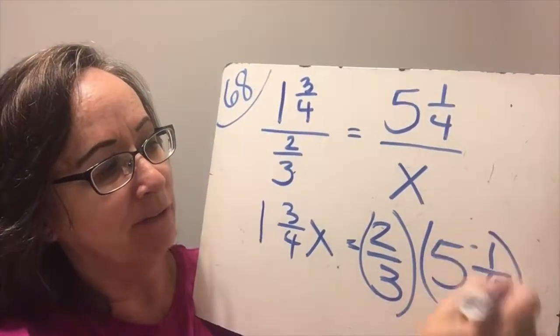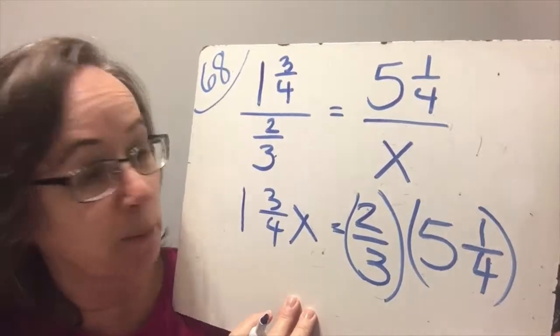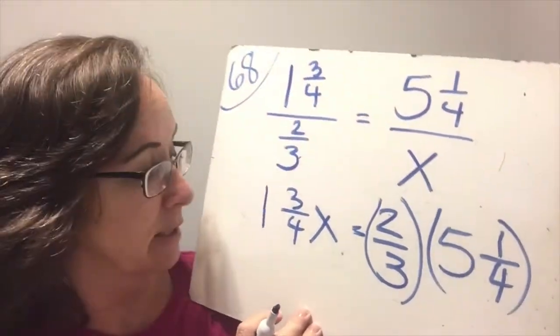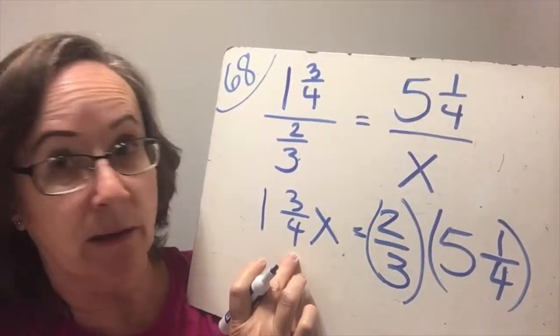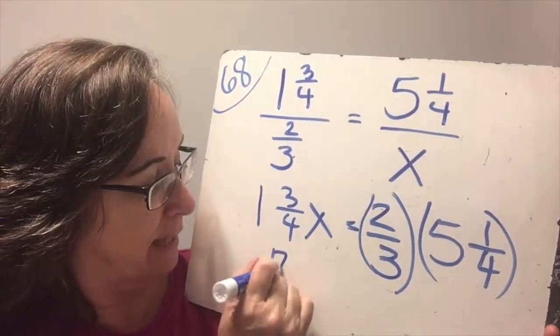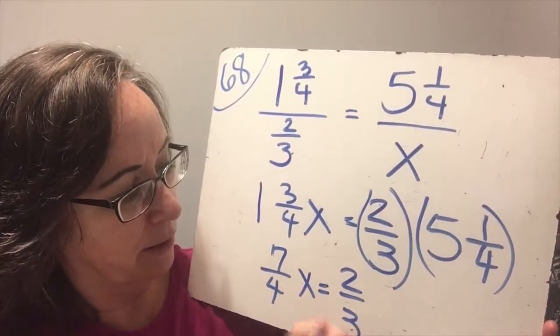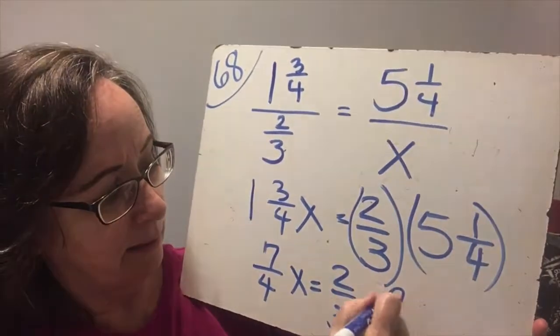Now, I have not yet changed to improper fractions. So before I try to do anything else, I'm going to go ahead and change to improper fractions. Okay, so 1 3/4 is 1 times 4 is 4 plus 3 is 7. So 7/4 x equals 2/3 times, and then that's going to be 21/4.